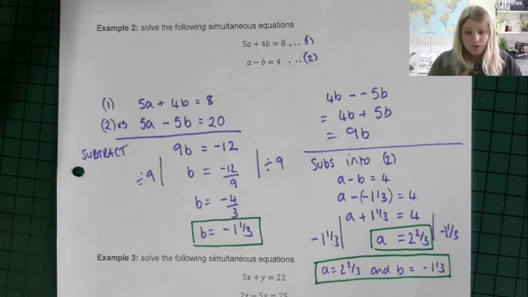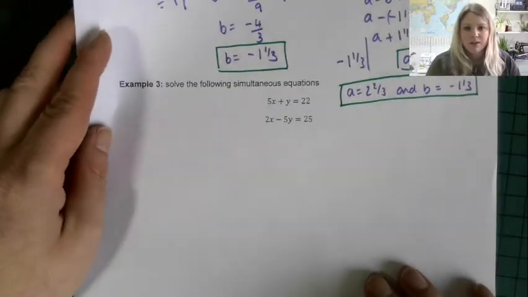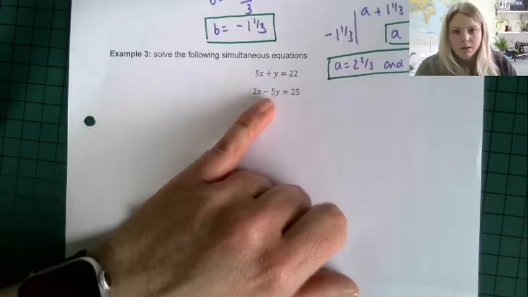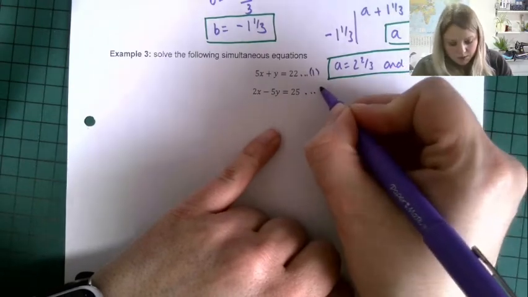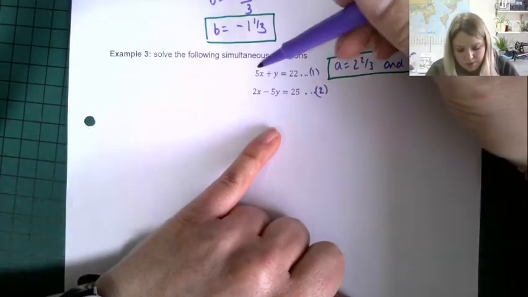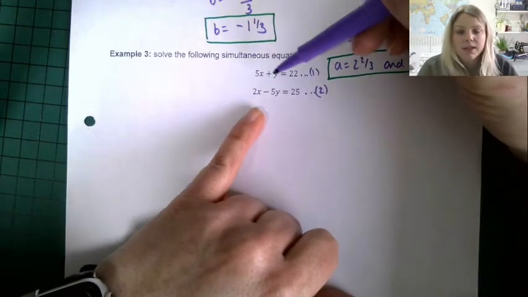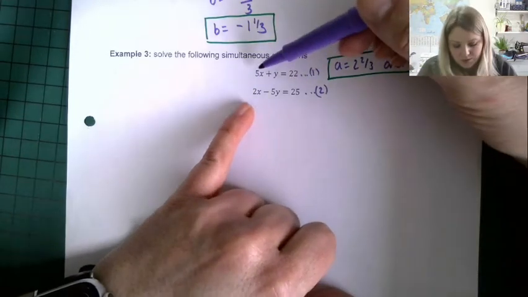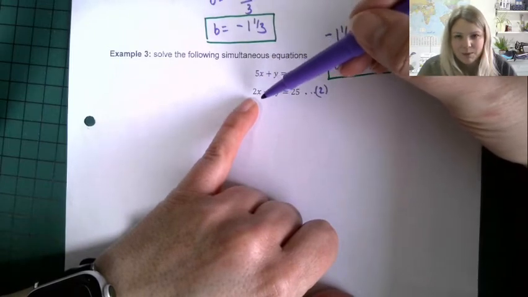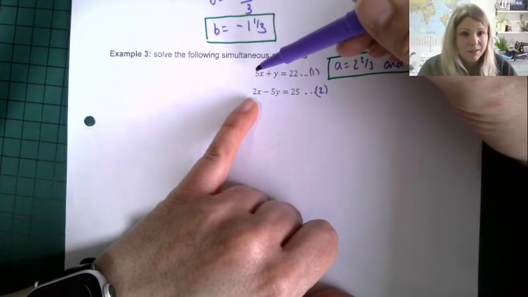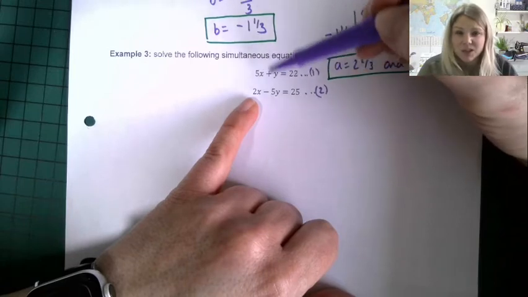Right, example 3. So let's have a little look at this one. So first of all, number our equations 1 and 2. Let's have a look at them. 5x plus y equals 22. 2x minus 5y equals 25. So if I look at my x's, can I easily get them to be the same number, or to have the same number in each equation?